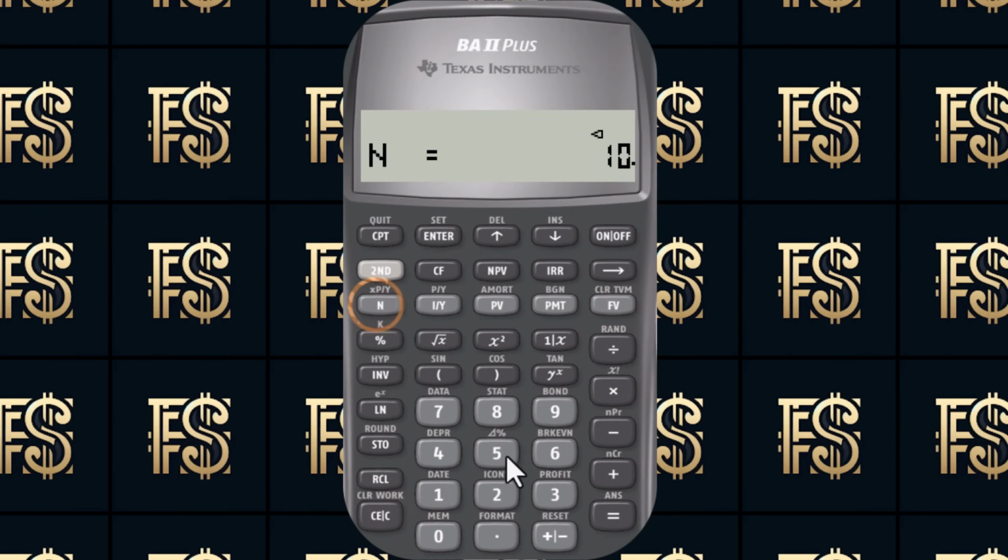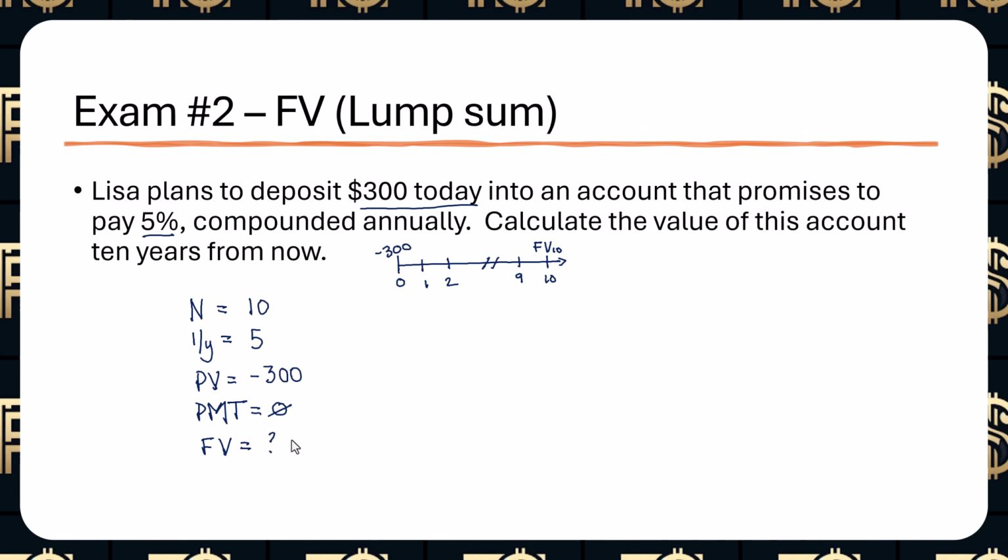10 for N, 5 for IY, negative 300 for my present value, 0 for my payments. Compute future value. The value of her account in 10 years will be approximately $488.67.